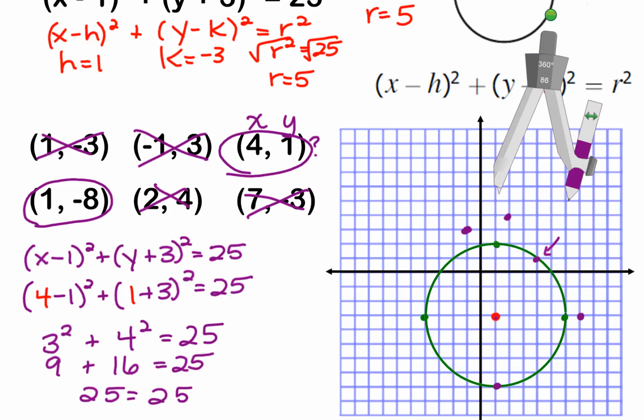I found 2 points on my circle. If I got something like 10 equals 25, I'd mark that wrong, and I'd know that point is not on my circle.